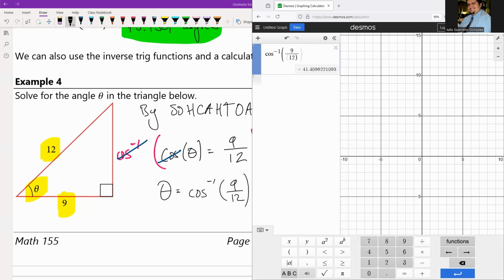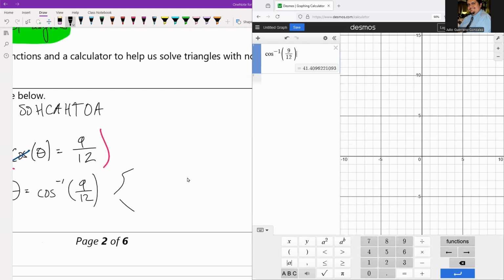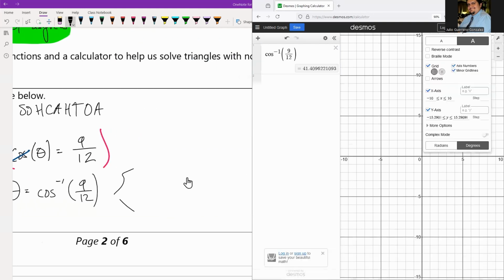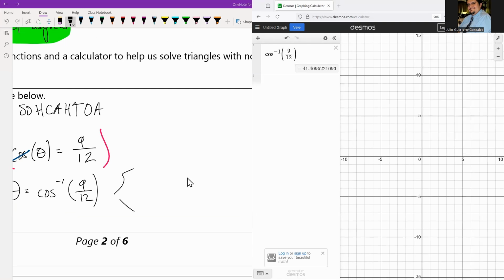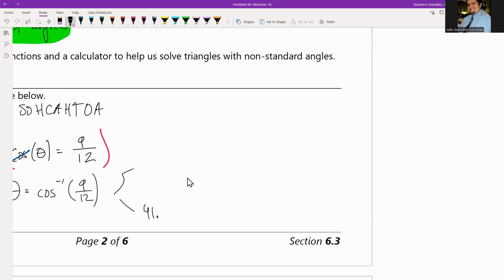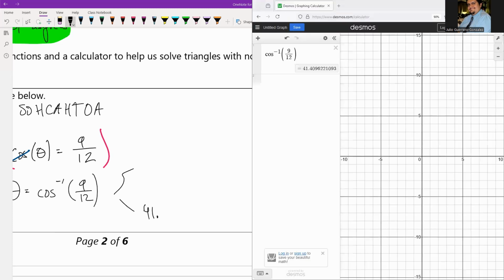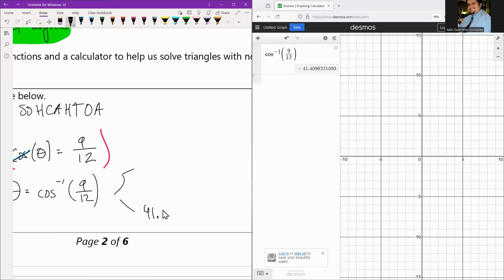Now, keep in mind, there are two modes in this case, so there are two answers here. This one, if you look over here, is set in degrees. So right now, the answer that's popping up is 41.409. This is degrees.